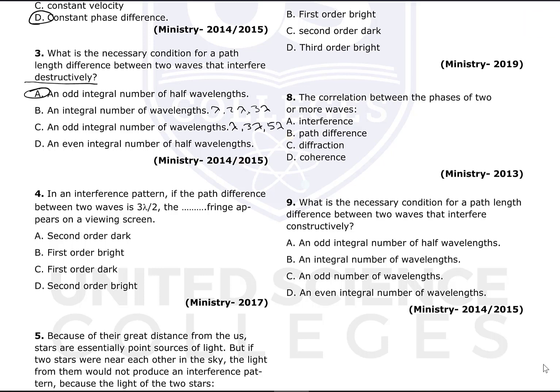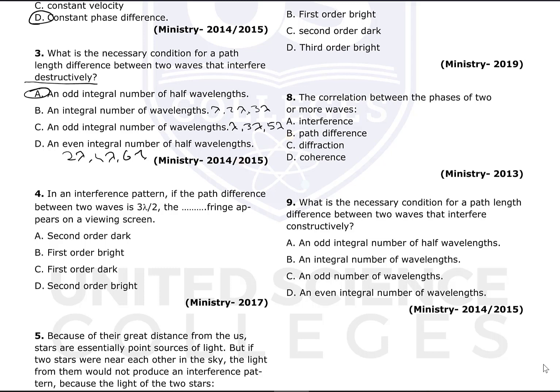This is because if the path length difference is a multiple number of wavelengths, it's constructive interference. It doesn't matter if it is an odd integral number of wavelengths or an even integral number of wavelengths, which is 2 lambda, 4 lambda, 6 lambda. C and D both produce constructive interference. B is the complete condition for constructive interference. So A is the correct answer.